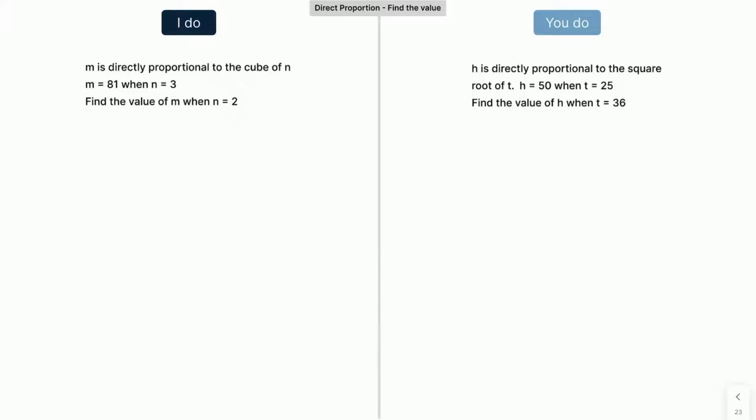Moving on. So again, we've been asked to find the value of m when n is 2. So start with what the question says. M is directly proportional to the cube of n. Now substitute the values in to get the value of k.